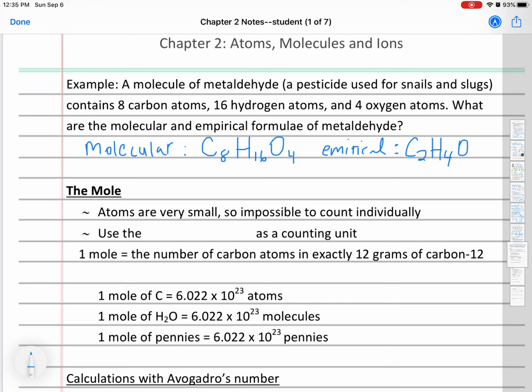So there will be some problems for you to practice writing molecular formulas and empirical formulas. And later in the class, we'll learn how to determine empirical and molecular formulas from actual experimental data, which is how early scientists actually determined the chemical makeup and the chemical formulas for different compounds.